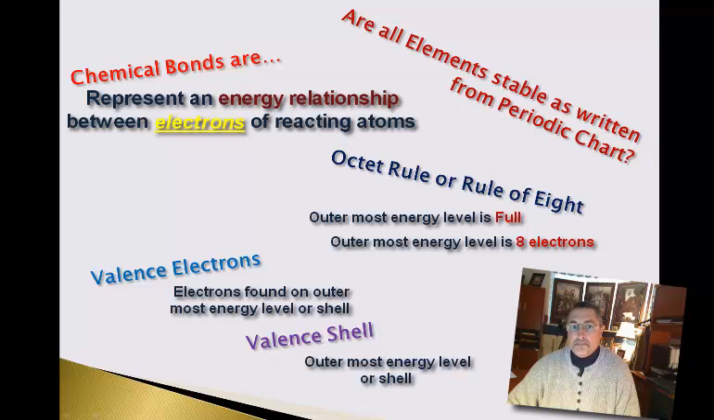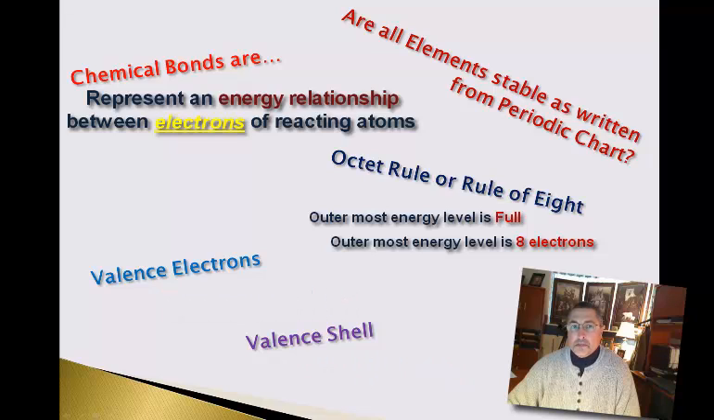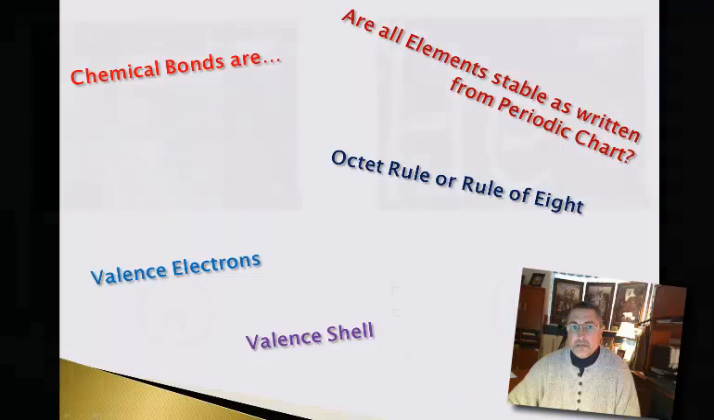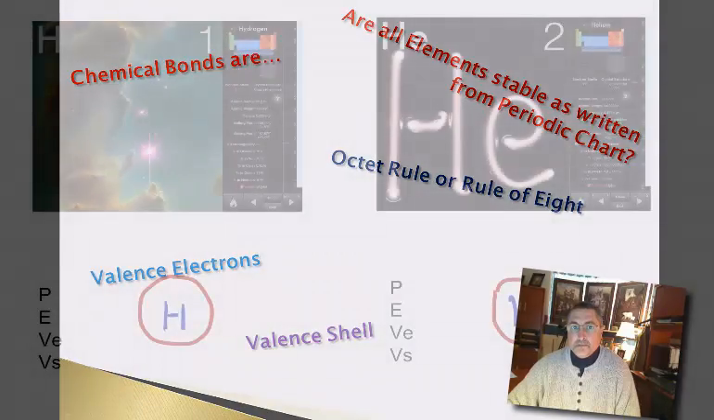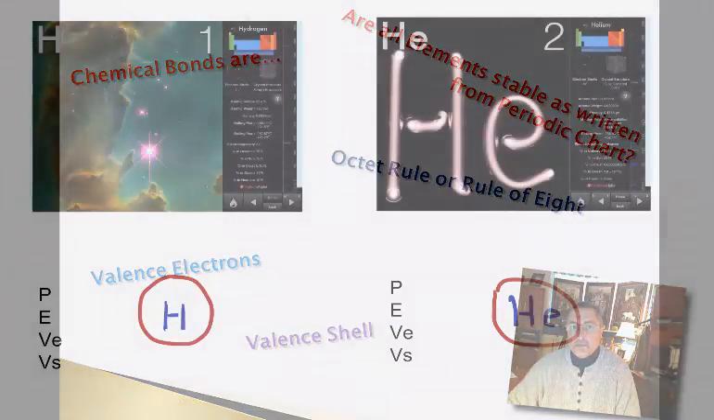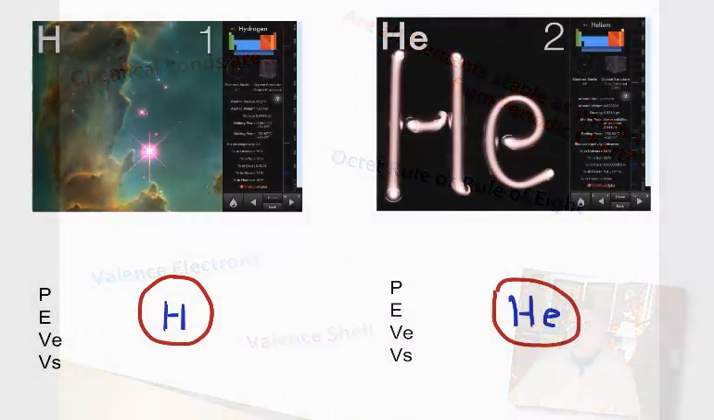The vast majority of elements that we look at on the periodic chart, though, are not going to obey the rule of 8. So they're going to have chemical relationships, energy relationships with other atoms, in such a way that they can satisfy the rule of 8 by having that relationship. Let's look at a few examples of how this can happen in nature.